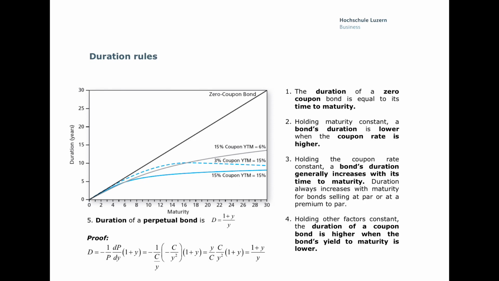Note that this rule is derived and consistent with the formula for duration used before. The proof is straightforward. By substituting the price of a perpetual bond in the elasticity formula used before and taking the derivative of that price with respect to the yield to maturity, denoted by lowercase y, the corresponding duration measure is obtained.